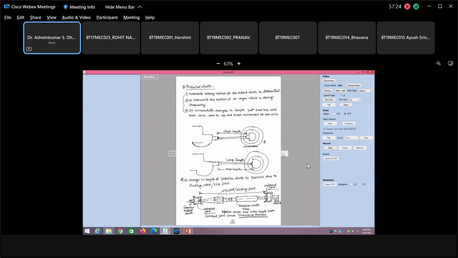Now one important aspect of the propeller shaft is, when you fit the propeller shaft, you have to find out what is the natural frequency of the propeller shaft. If the natural frequency of the propeller shaft matches with the gearbox output shaft frequency, then in that case you know that resonance will happen and the propeller shaft will break. Do you agree to this or not, sir?